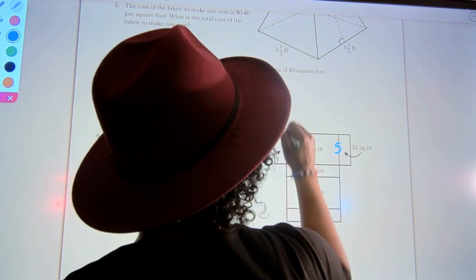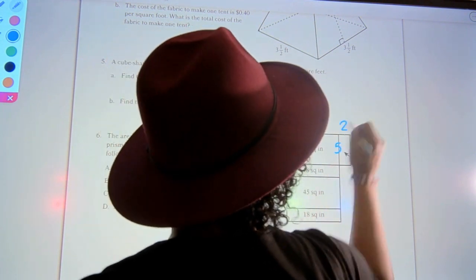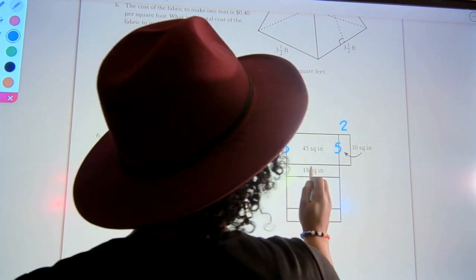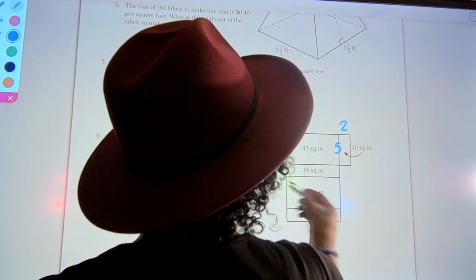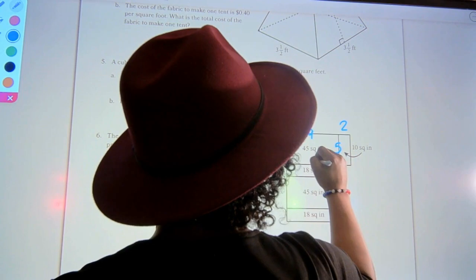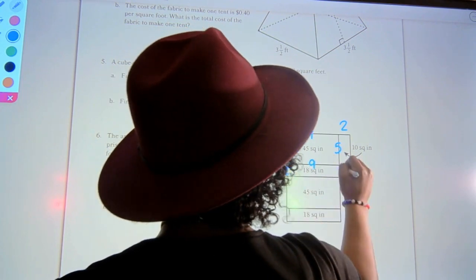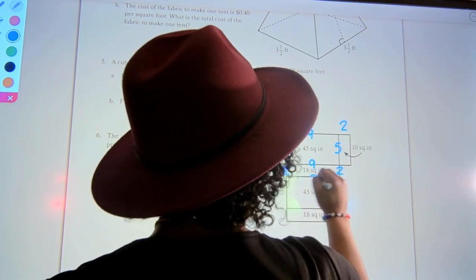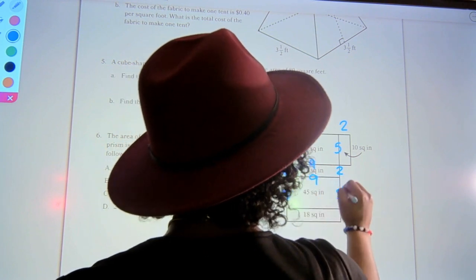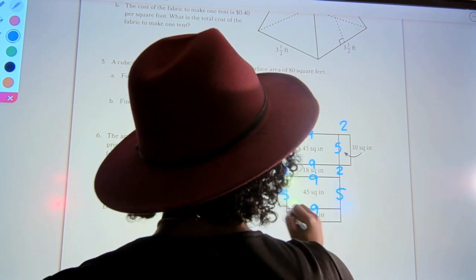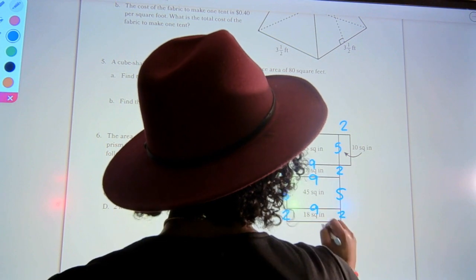These are going to be 2 because 5 times 2 would give us 10. So then 5 times what gives us 45? So we know that's 9. 9 times 2 would give us 18. Again, we have another 9 and 5 and 5. And here another 9 and 2 and 2.